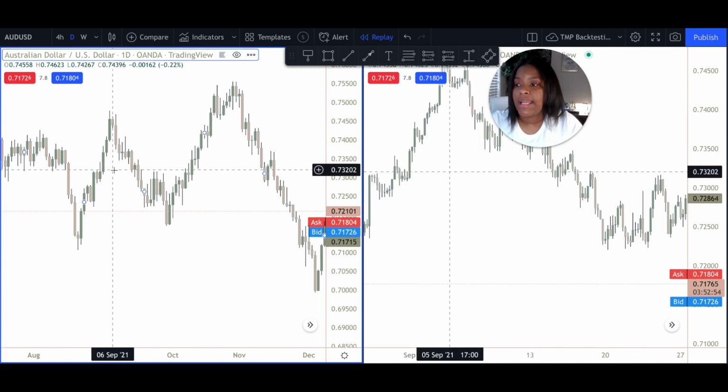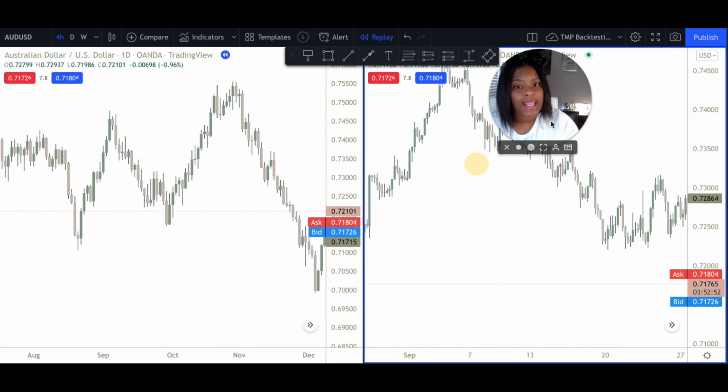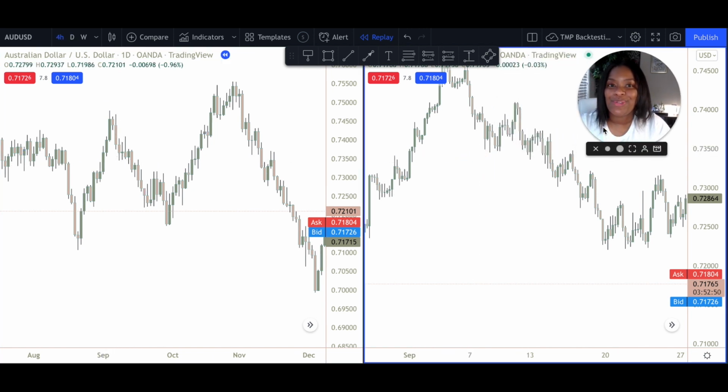Now, on my left hand side is my daily, on my right hand side is my 4-hour, because we're going to do something with both of these time frames. I'm going to show you guys what time frames to analyze these on and then what time frames to enter these on. So let's go ahead and look at it.